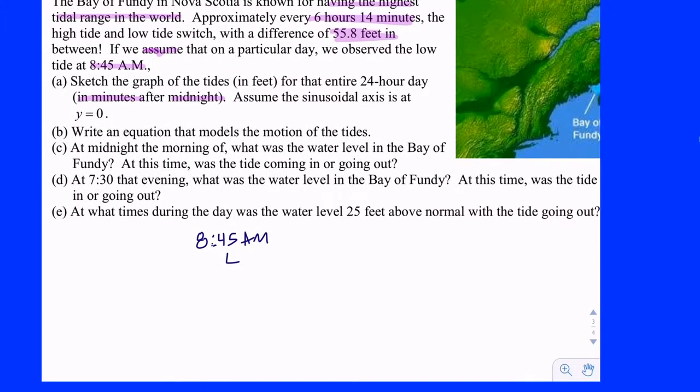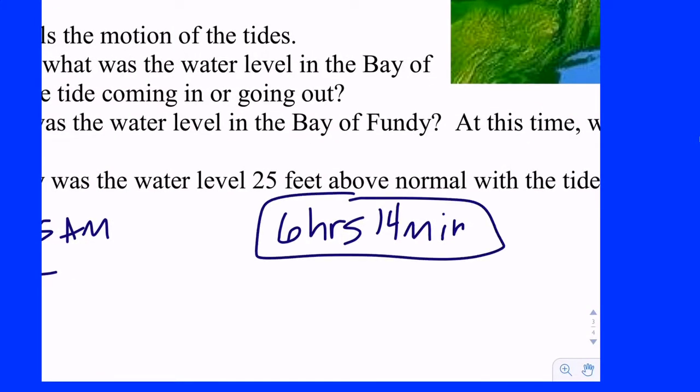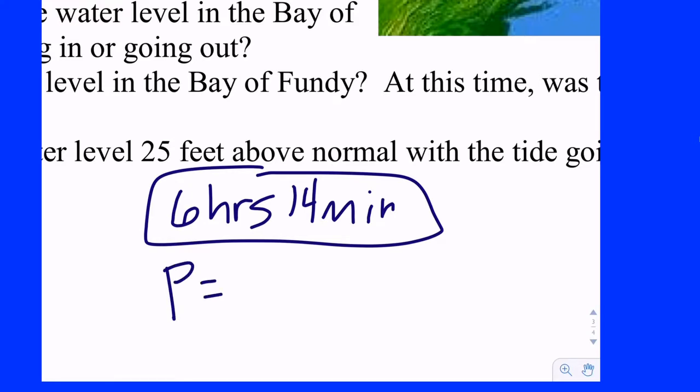I know that every 6 hours and 14 minutes, it's going to change between high and low. Now, you can convert everything to minutes if you'd like, but let's keep it with hours and minutes for just a few minutes. 6 hours and 14 minutes, then, between a high and a low. Is that the period? Is that the length of a full cycle? That's a half cycle, right? So the period is going to be 12 hours and 28 minutes.